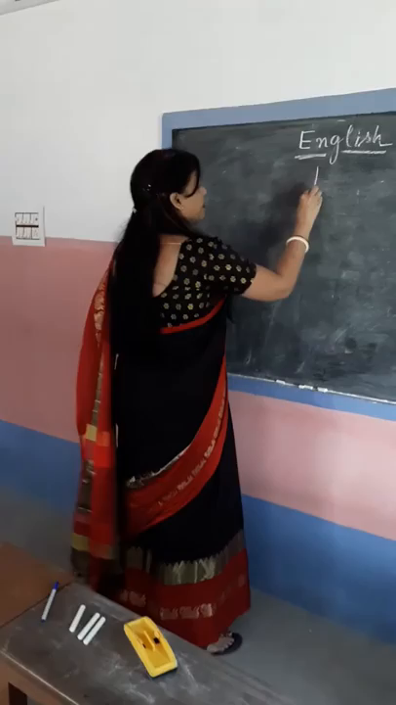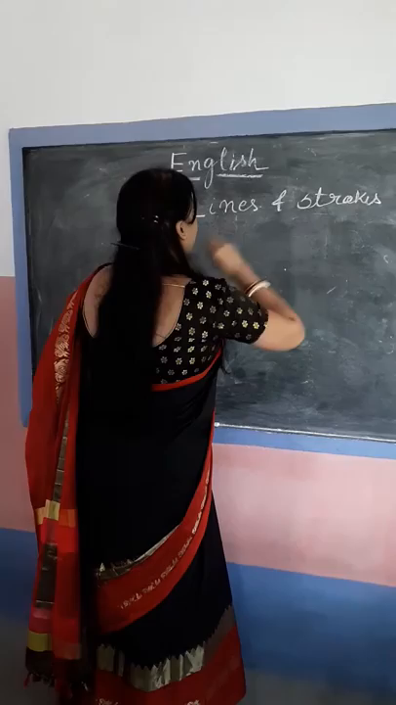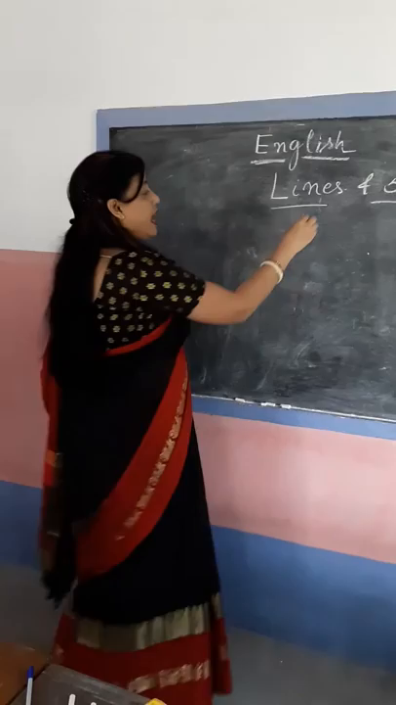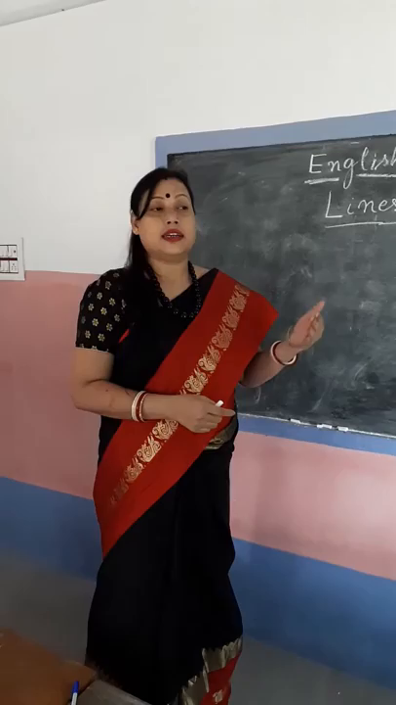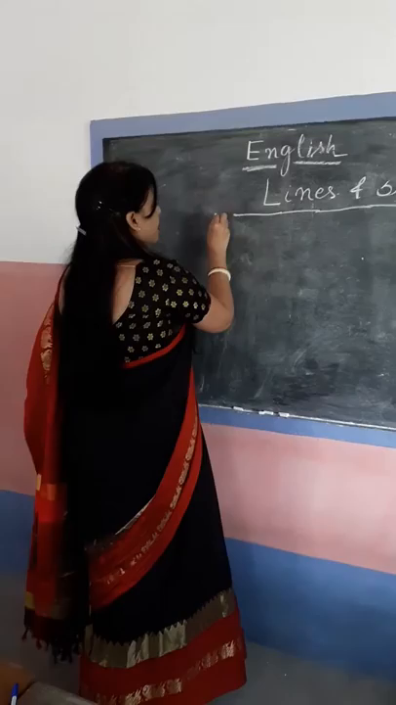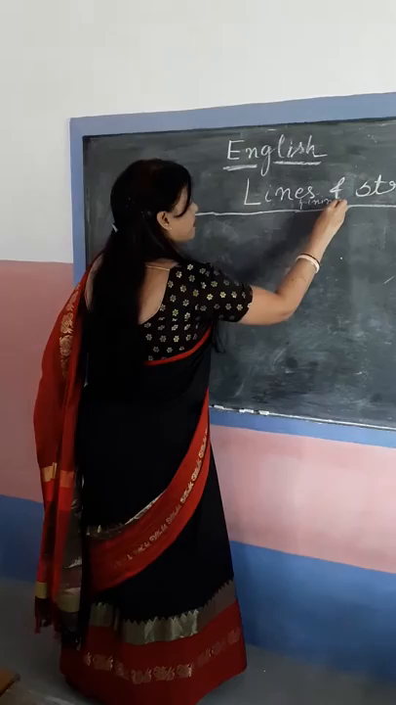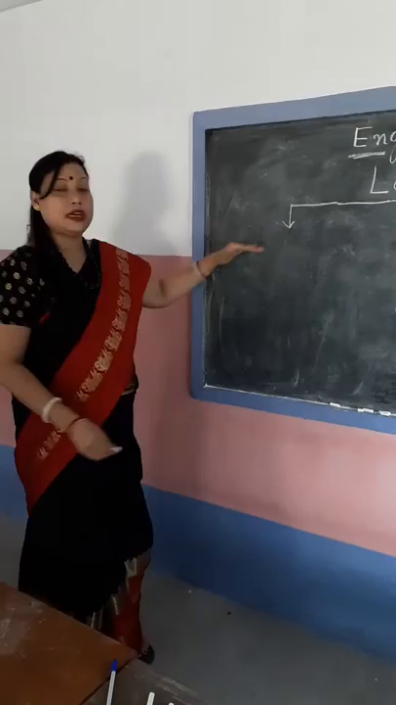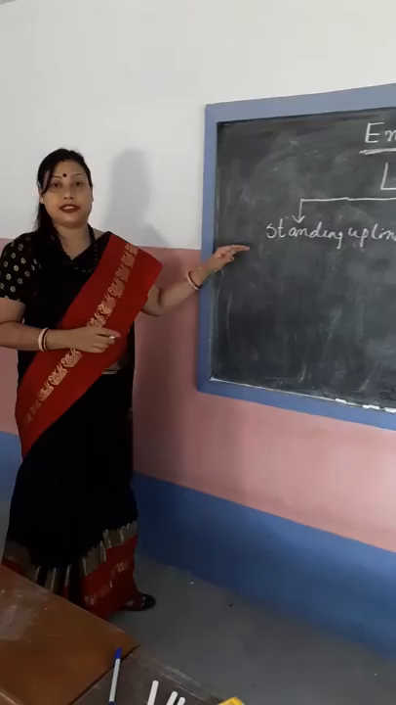In lines and strokes, we have four different words which are used for students who are beginners and preschoolers. Now, number one, the line is here. Our first step is the standing up line. This is our first step.